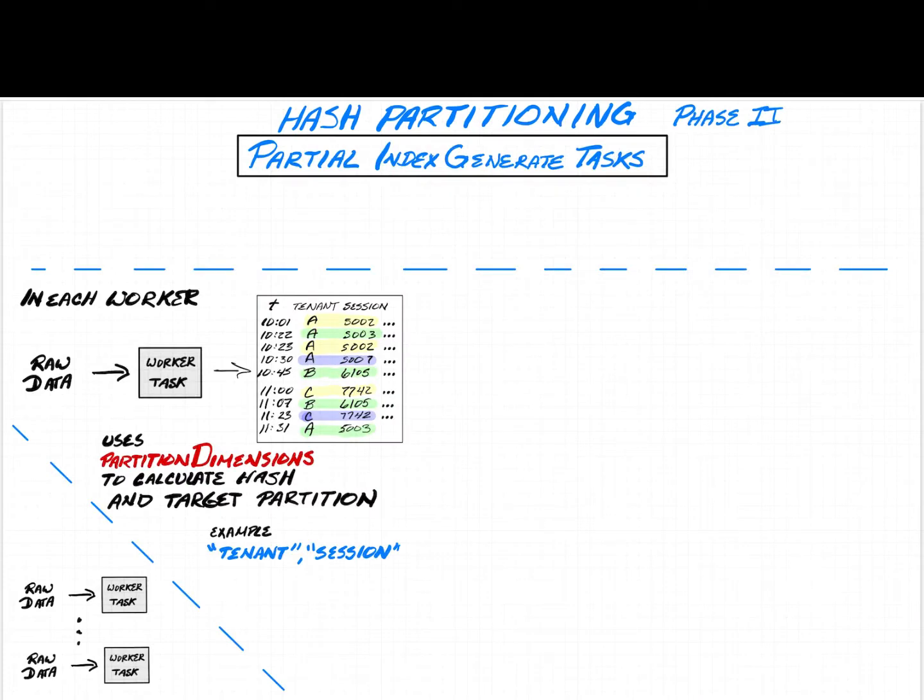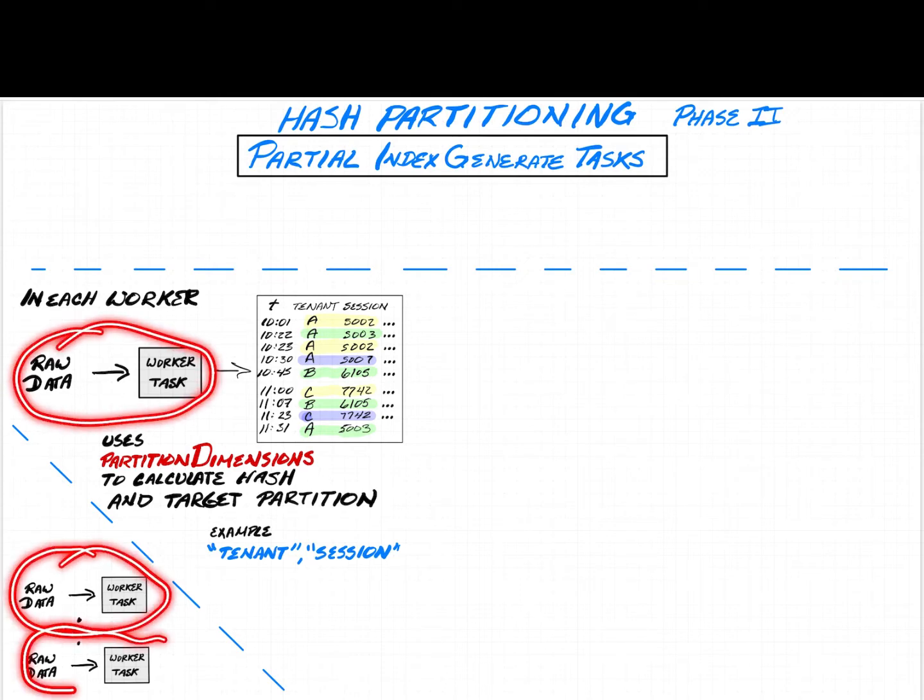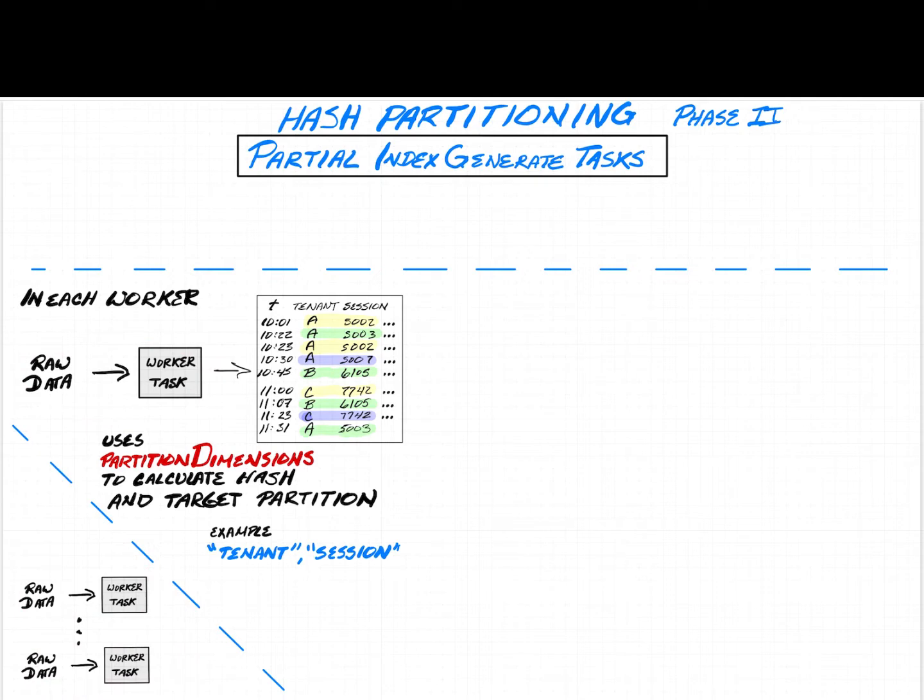So once you've either specified num shards or calculated num shards using that first phase, we'll arrive at the second phase, which is the partial index generate tasks. This phase is again executed in parallel. So each of the worker tasks is going to do the same job with its subset of the data, and we'll talk about one worker task and what each of them is doing.